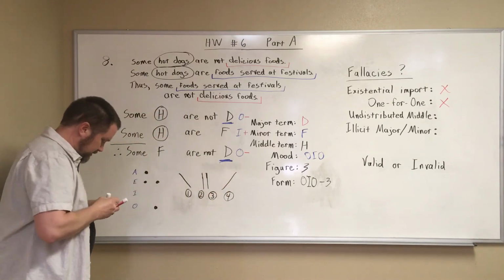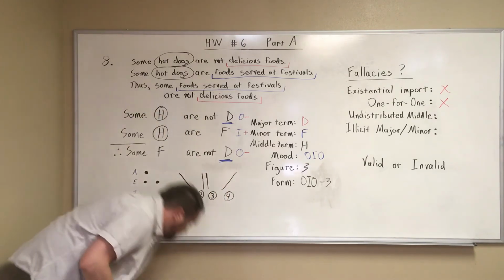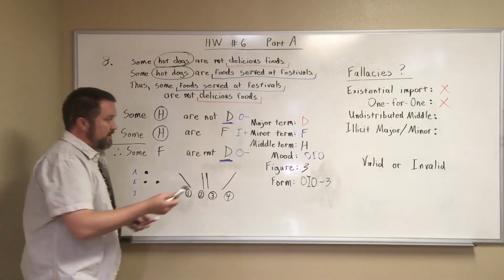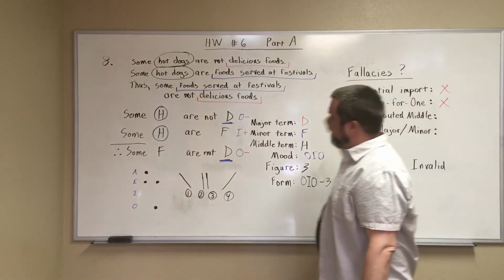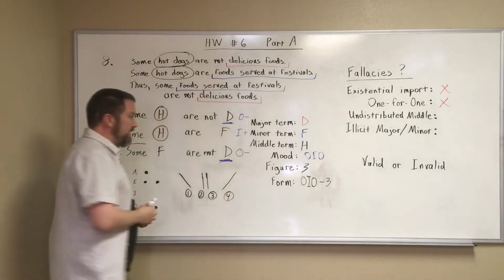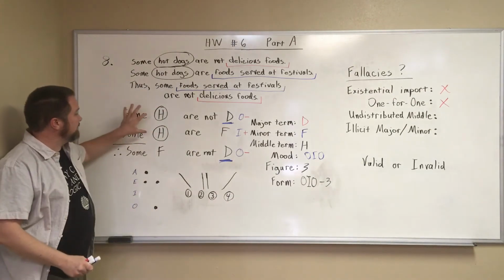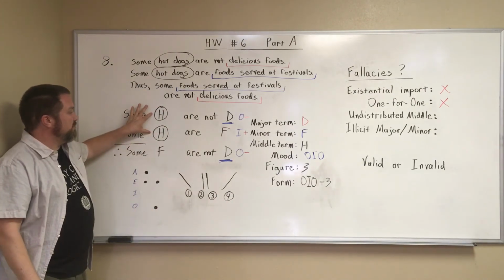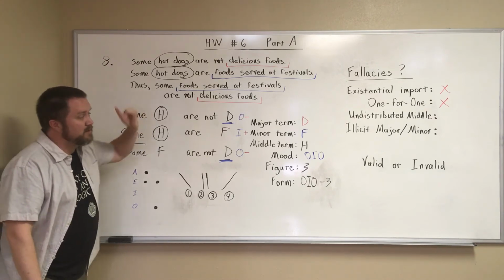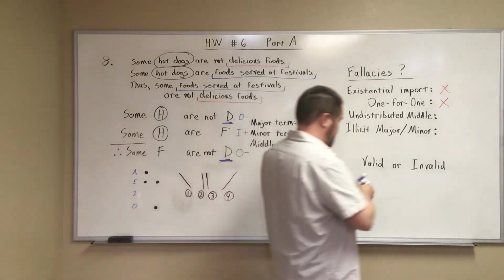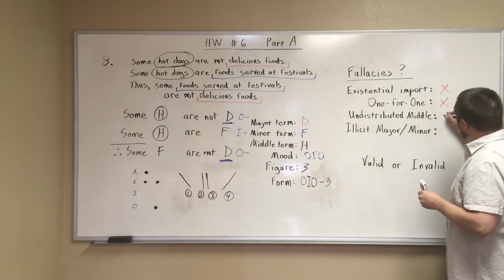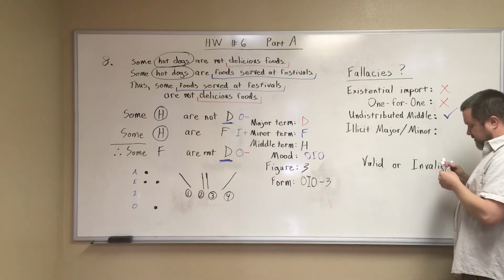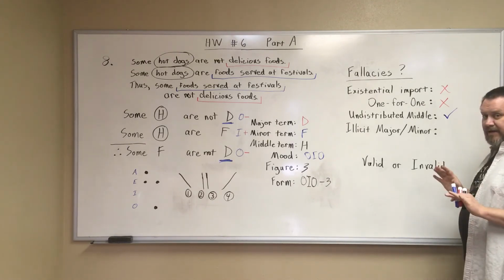All right. First we'll look at the middle terms and see if the middle term is distributed at least once. These are the two occurrences of the middle term, H, and neither one of them is distributed. So it does indeed violate the fallacy of undistributed middle. Again, we can stop there.